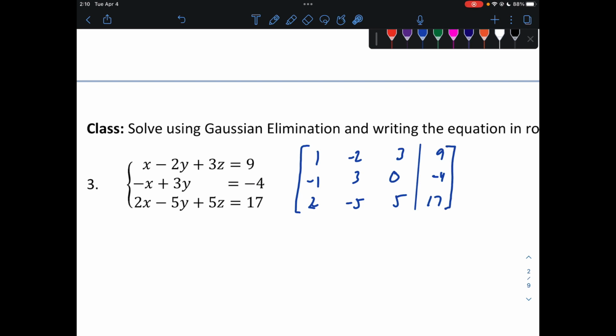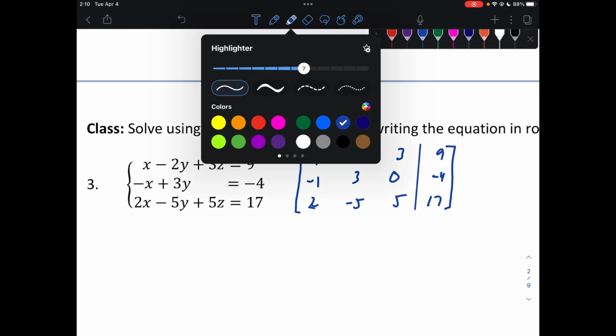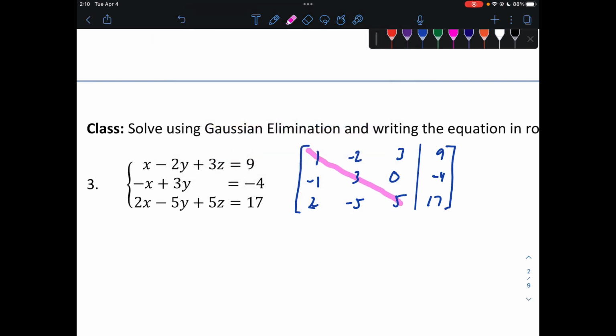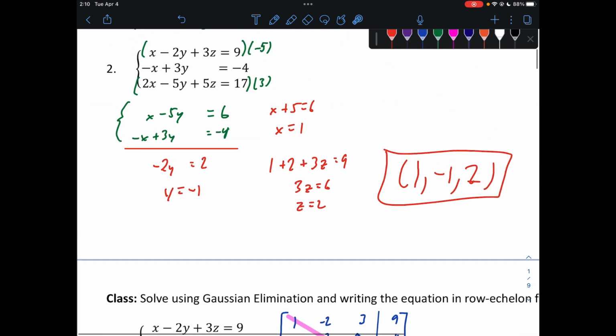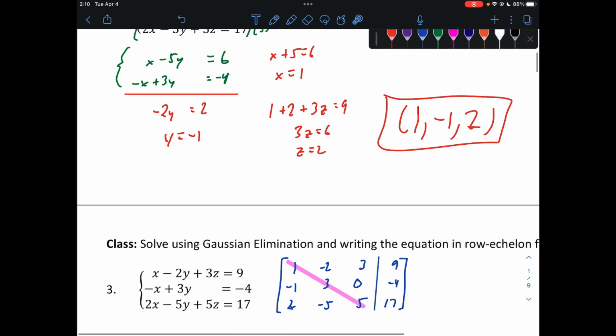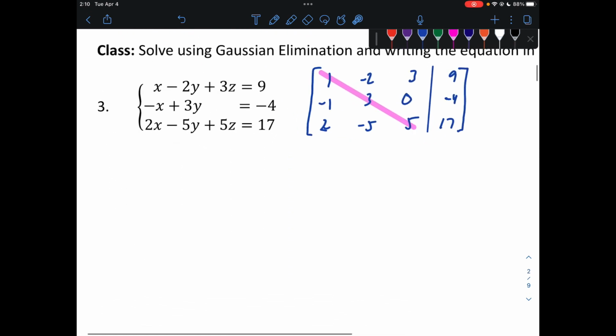What does row echelon form mean? It means that if we were to put a diagonal right here, we would want everything below that diagonal to become 0. Now, there's also something called reduced row echelon form, where we want everything but the diagonal to be 0. But for right now, just having these 3 be 0 and converting the diagonal to all 1s is where we want to start. So we're going to do basically what we did here, but in a slightly different format.